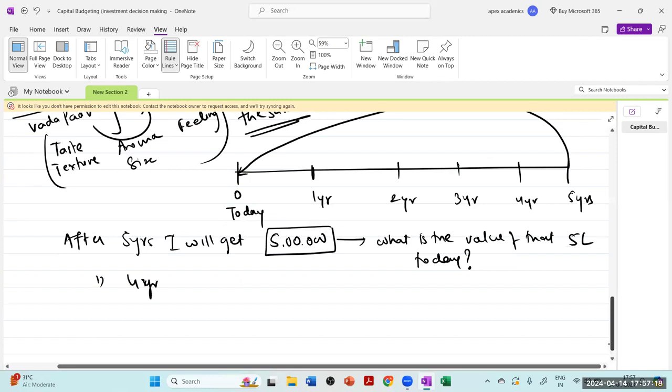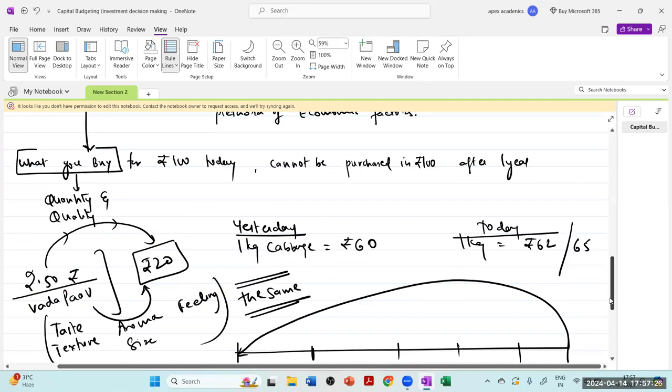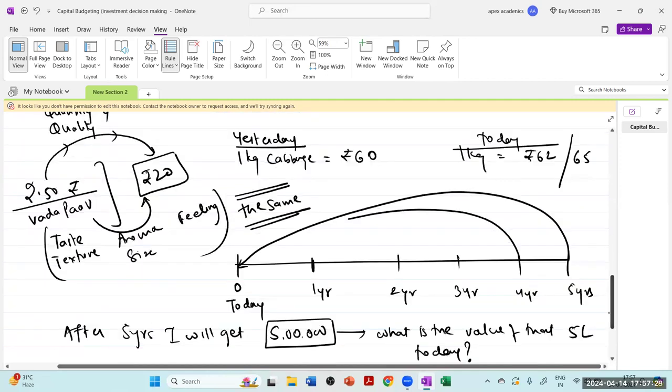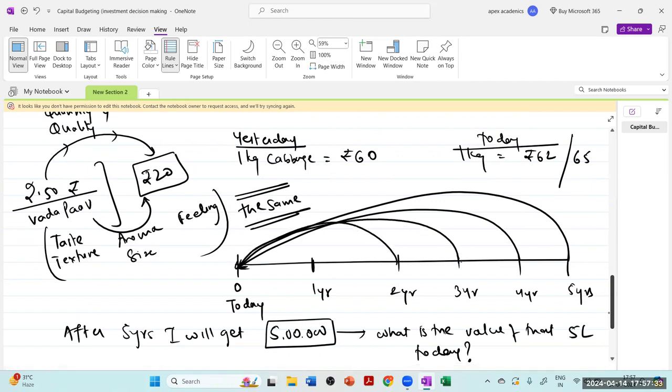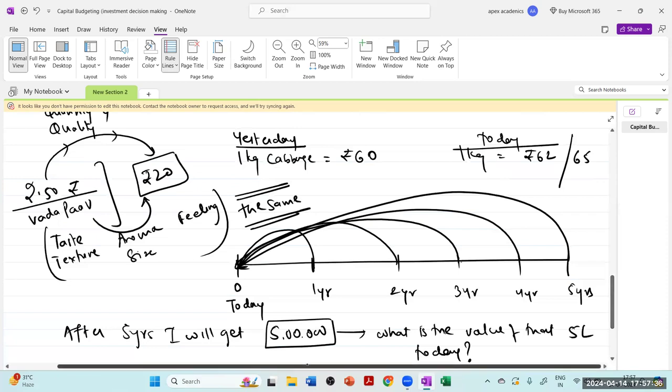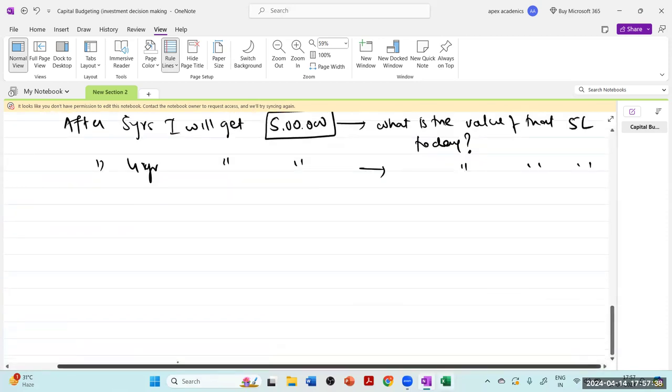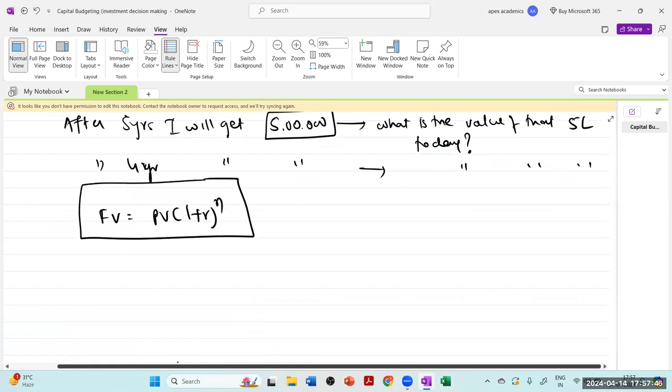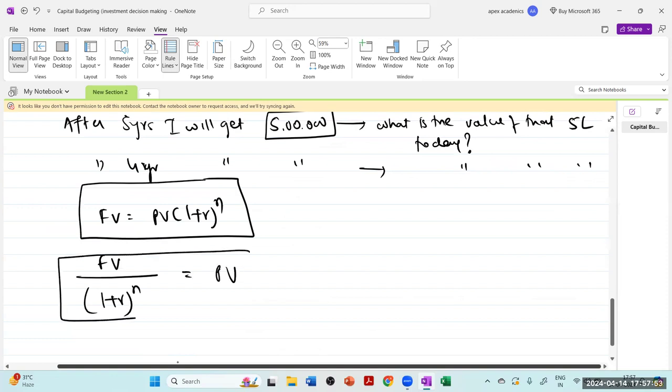After 4 years, I will get 5 lakhs. What is the value of that 5 lakhs today? Same question. What is the value of money going to be received after 3 years? After 2 years? After 1 year? This is calculated by using a simple formula which says future value is equal to present value into 1 plus r raised to n. So, very important formula. Herein, future value upon 1 plus r raised to n is equal to present value.